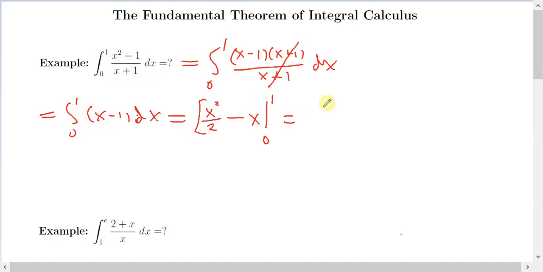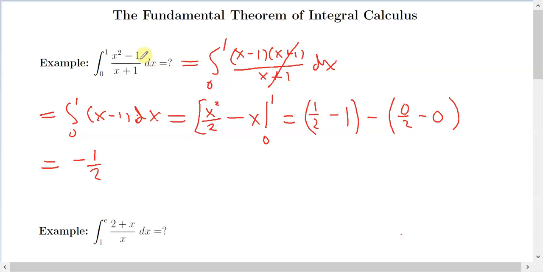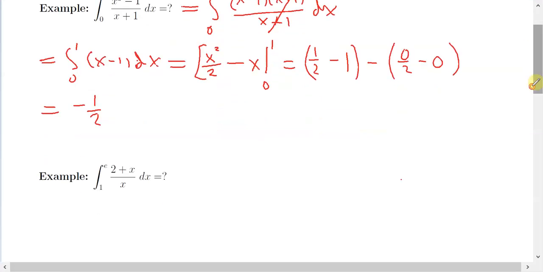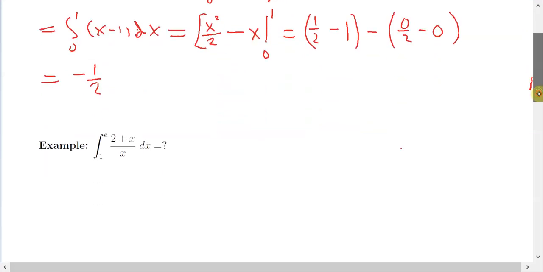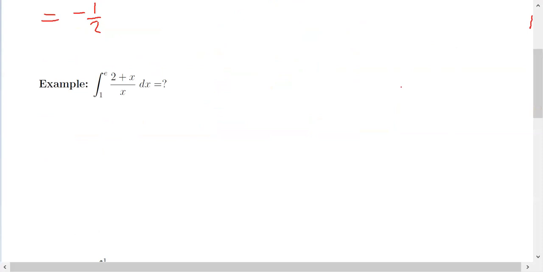And then I'm done. I just plug in the 1, 1/2 minus 1. I subtract, and I plug in the 0: 0 over 2 minus 0. And so I end up with minus 1/2 when you simplify. So factoring, clearing fractions, working with trig functions, whatever we need to do, if it's not in our list, then we've got to go through some sort of manipulation to turn it into our list.